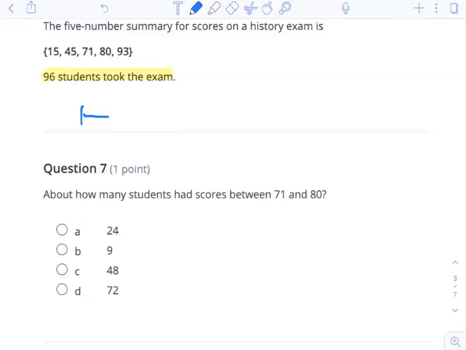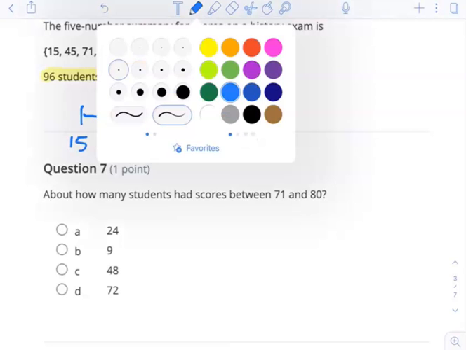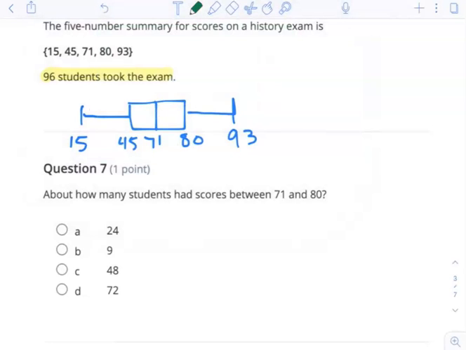So here's just a really rough sketch of what we're looking at. So we have 93, 80, 71, 45, and 15. Remember that each piece in here is 25%.